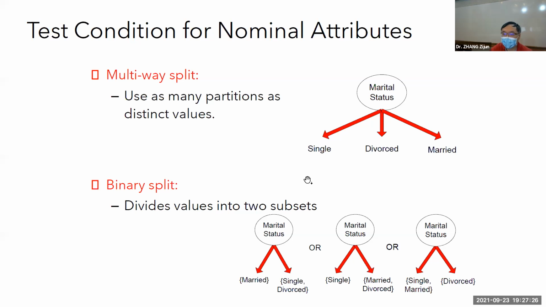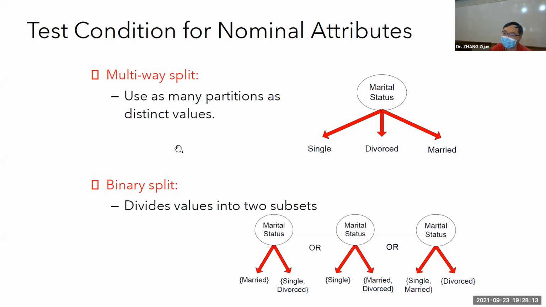You want to determine how many splits you should adopt, then you can check the values of that attribute. So in our database, we'll find out the marital status, based on our intuition and common knowledge, could just be 3: single, divorced, or married. Then we can first do a multi-way split, using as many partitions as distinct values. That means this attribute has 3 distinct values, then we do a 3-way split one time.